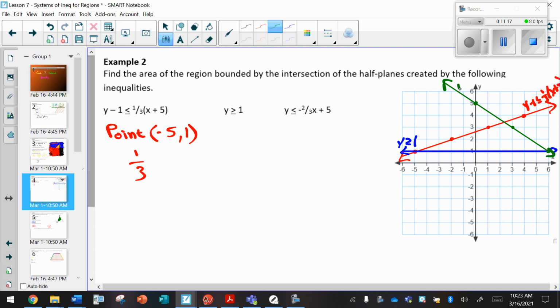If we did the shading, the shaded half planes would all overlap on the inside of our triangle. So now is when I can get my pencil or my crayon or my highlighter or whatever you have available. And now I can shade where all 3 overlap, and that's going to be inside of the triangle. Now the question says, find the area of the region bounded by the intersection. We have a little bit of a problem here.